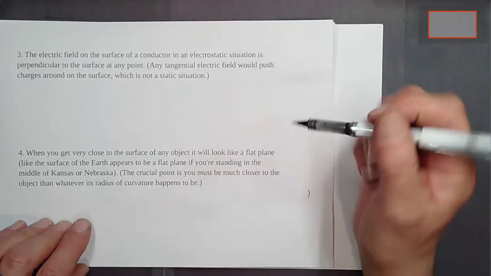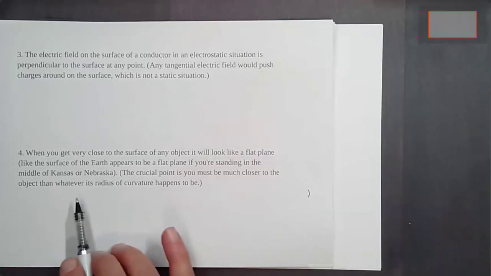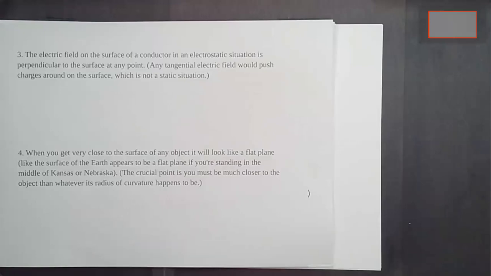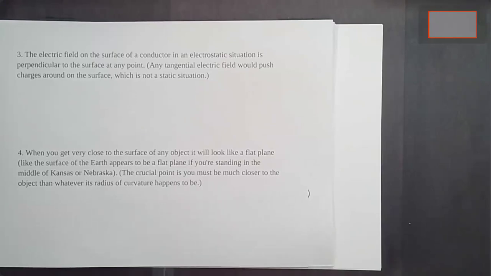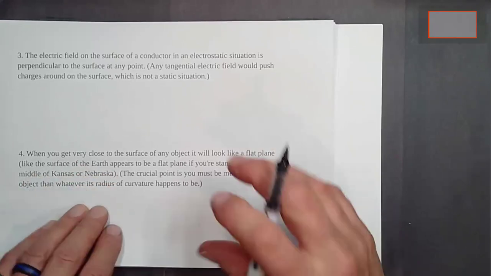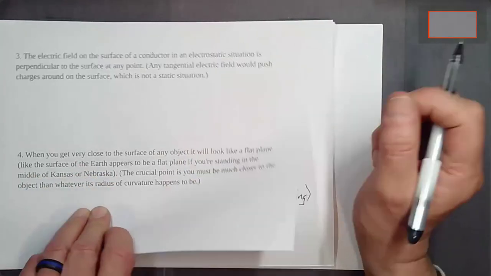So now the crucial point is you have to be much closer to the object than whatever its radius of curvature happens to be. Earth has a radius of curvature of about 4,000 miles. So if you're within a few miles of the surface of the Earth, that's pretty small compared to a 4,000 mile radius of curvature. It'll look flat. And if it's a smaller object, you just have to get closer. Okay, so those four big ideas we're going to need.